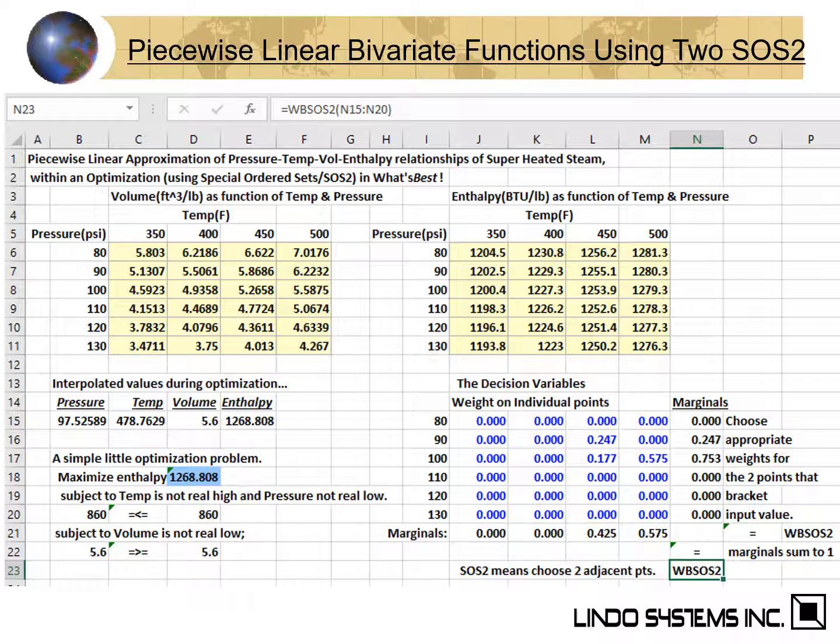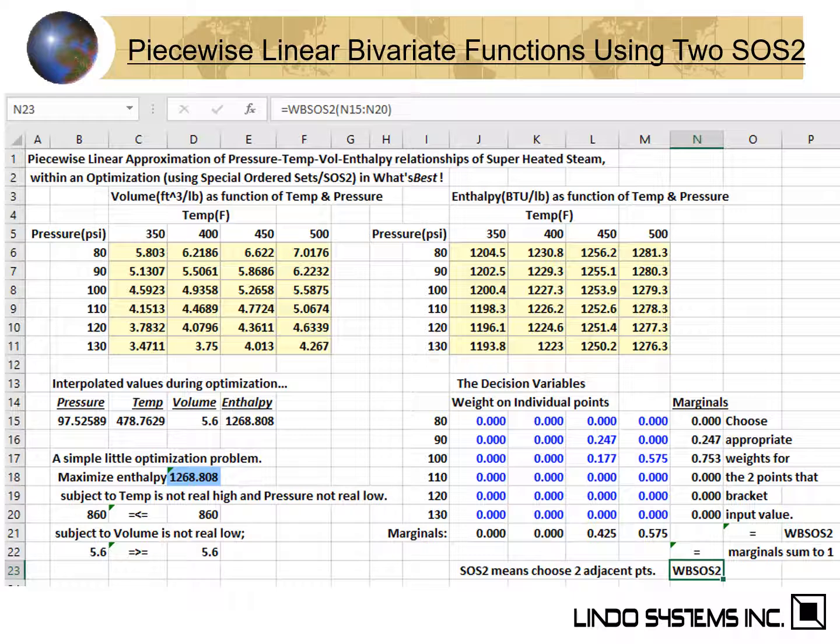It's sort of midway between 90 and 100 pounds per square inch of pressure, and it's midway between 450 and 500 degrees Fahrenheit of temperature. And you simply use the SOS2 device twice to say that the points have to be adjacent. The marginals have to satisfy this SOS2 feature on the pressure dimension, and also they have to satisfy this two adjacent points, non-zero, on the temperature dimension here.